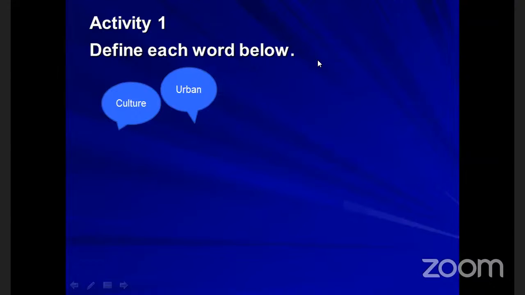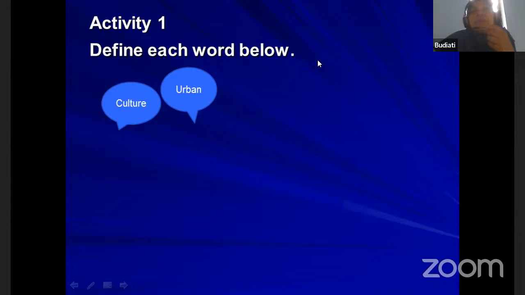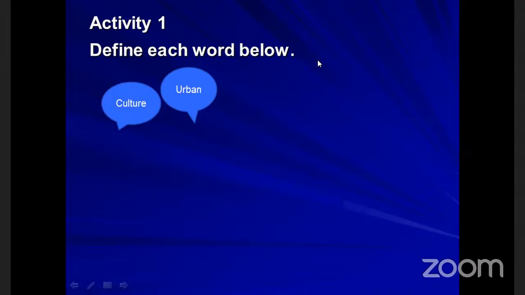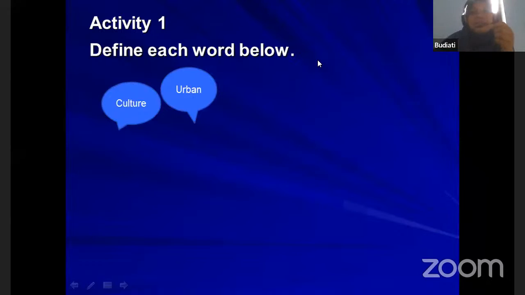The urban is synonymous with the capital city of Jakarta. Urban is the capital city. Urban. Pernah dengar kata urban legend? Ada urban, ada rural. So what is the urban? Okay, tadi dikatakan bahwa urban is a kind of a capital city, the synonym of capital city. Okay, any other people want to say another definition of urban? Ada yang mau define yang lainnya?